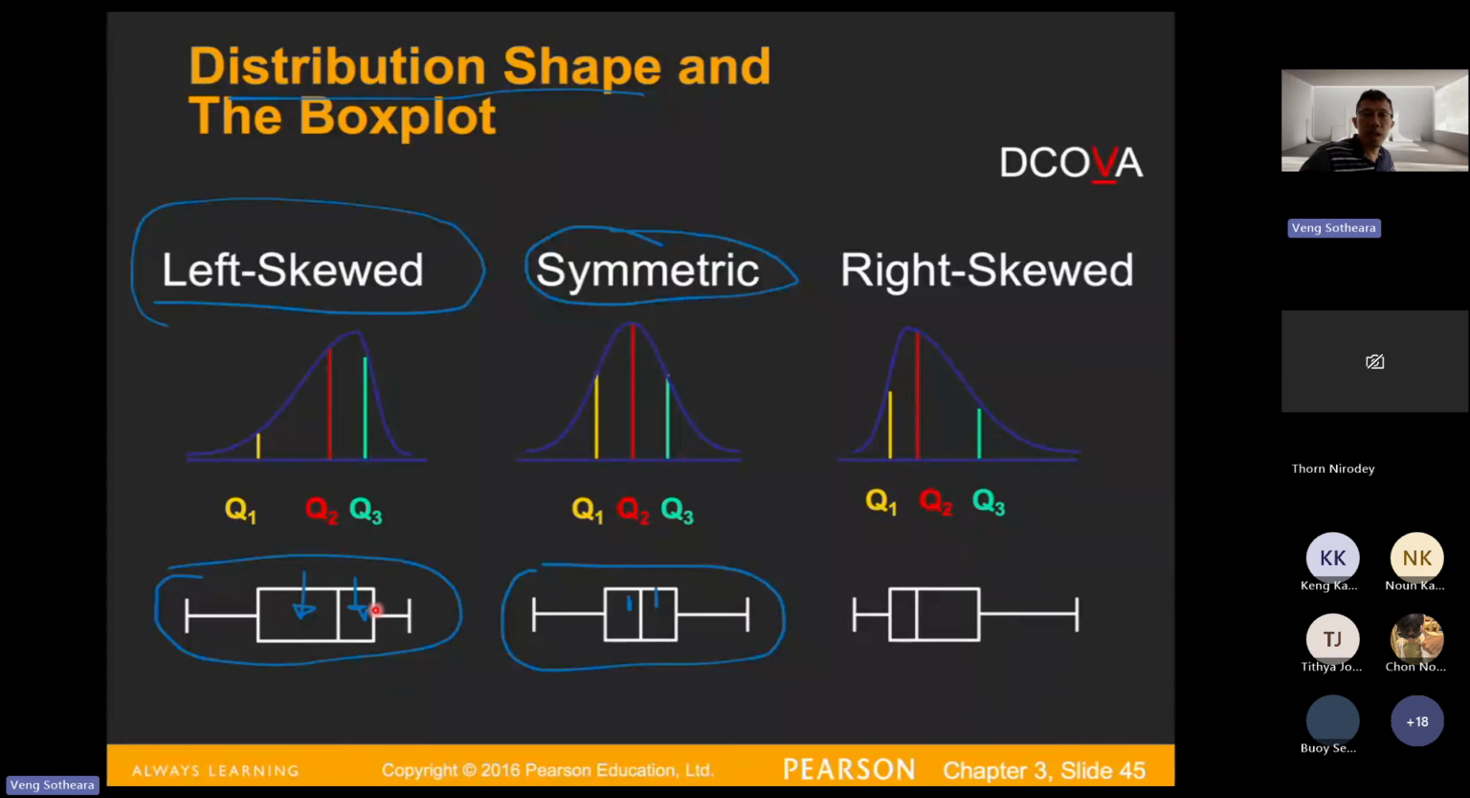Q1 to Q2 is also 25%. So now, please tell me, there are 25% of people here in the first room, and also 25% in the second room. Which room is more concentrated? First or second? This is the first room. This is the second room. Which one is more concentrated? Same amount of students, 25%, 25%.